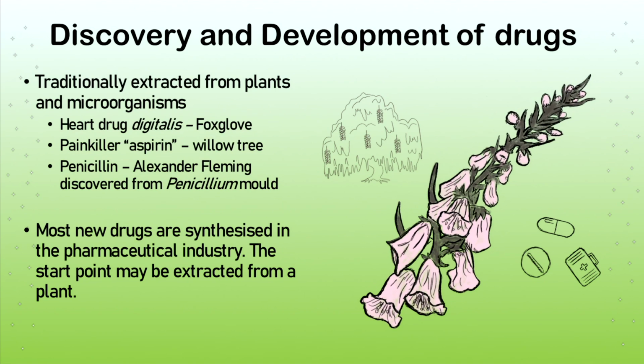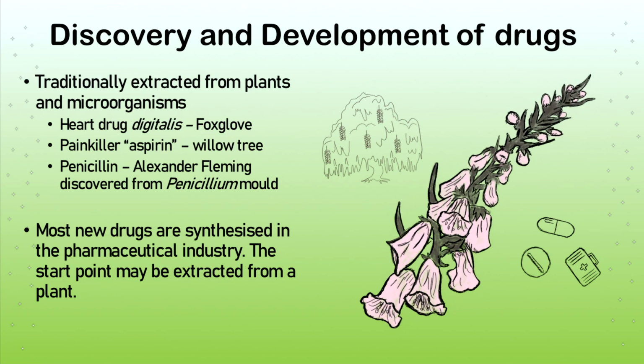How do we discover drugs, how do we develop and use them? So we're going to look at discovery first, and we'll talk about how we test and develop them a little bit later. So first up, we traditionally have found them from plants and from microorganisms, and the examples that we need to know are the heart drug digitalis, which was found from the foxglove. We found the painkiller aspirin from the willow tree, and penicillin, the one that you're probably aware of already, is from penicillium mold found on bread by Alexander Fleming. And those were all found in nature.